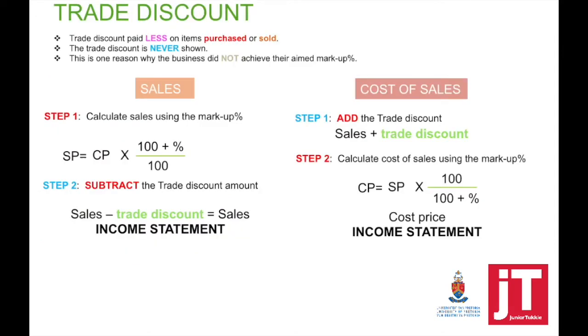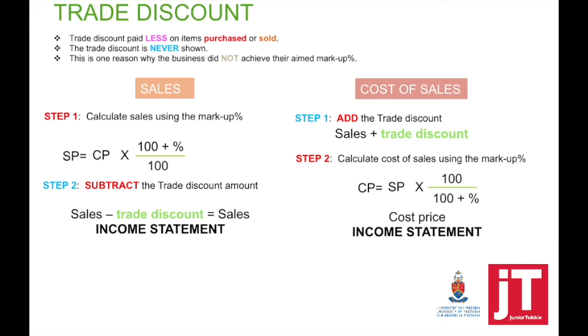Now, if we look at trade discount, remember when you're going to do your financial indicators using the gross profit on cost of sales, that will indicate to us have we actually achieved our aimed markup or not. And one of the reasons why we do not achieve it is because too much trade discount could have been given. Now, what is important?